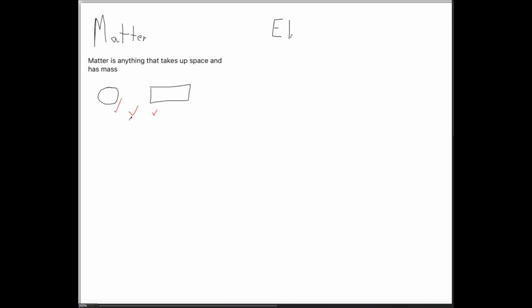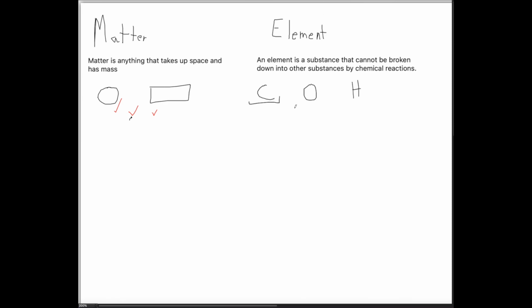Next up on the list is the element. So what is an element? An element is a substance that cannot be broken down into other substances by chemical reactions. For example, when we have carbon, can we break down carbon? Well, technically we can't. Can we break down oxygen or hydrogen? Well, the answer is no. So these are, for example, elements.